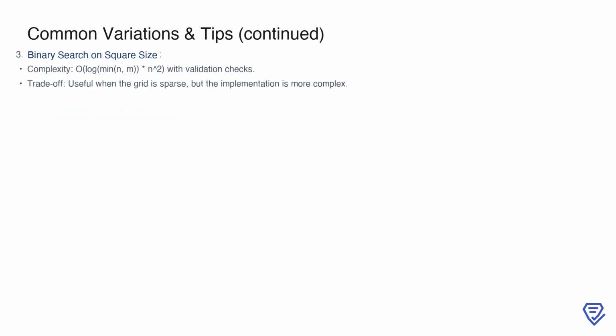Another interesting approach is to use binary search on the size of the square. This method works by narrowing down the possible square sizes based on validation checks. The complexity of this approach is O(log(min(m, n)) · m · n), which can be advantageous for sparse grids where large squares are rare. However, the trade-off is that the implementation is more complex and requires a good understanding of how to combine binary search with grid validation logic. Overall, each approach has its strengths and weaknesses, so it's important to choose the one that best fits the constraints of the problem and the size of the grid.